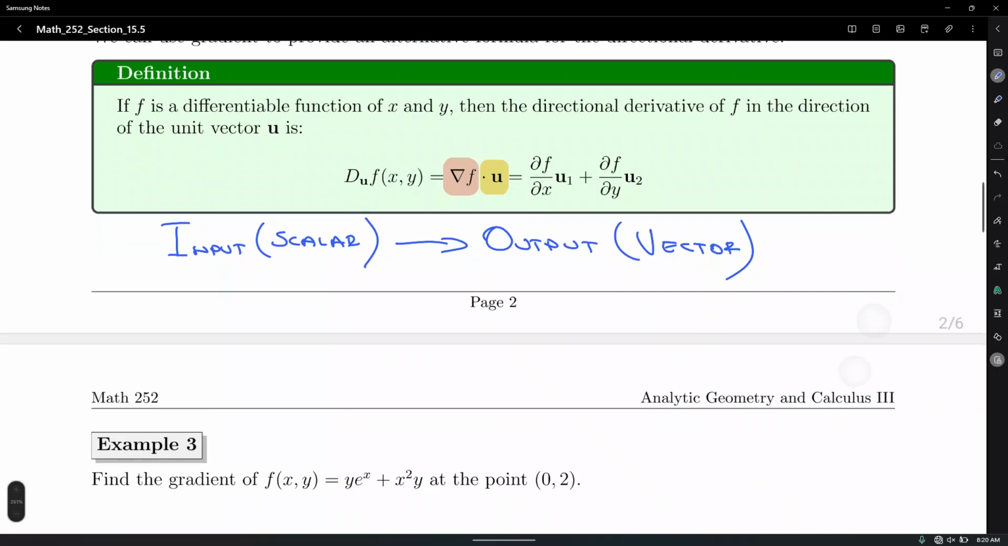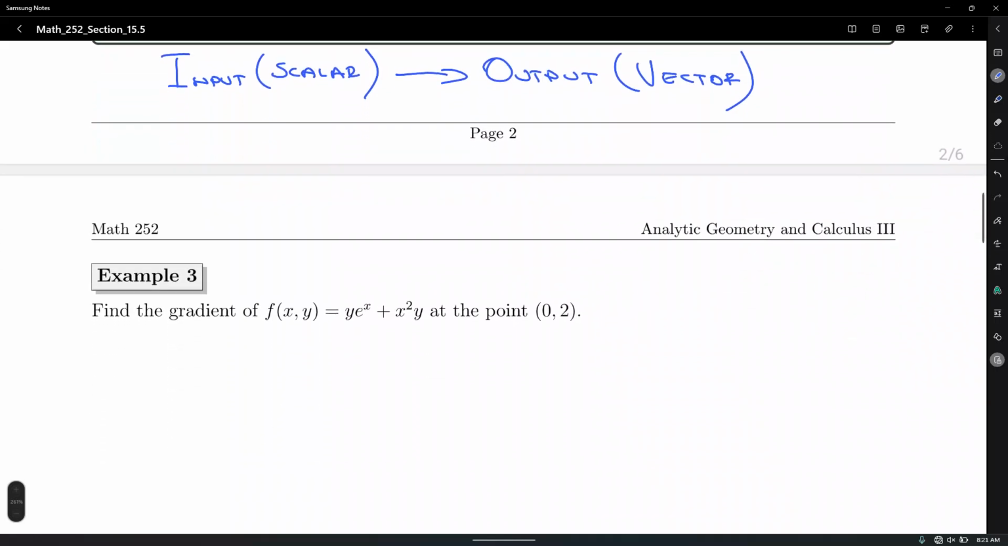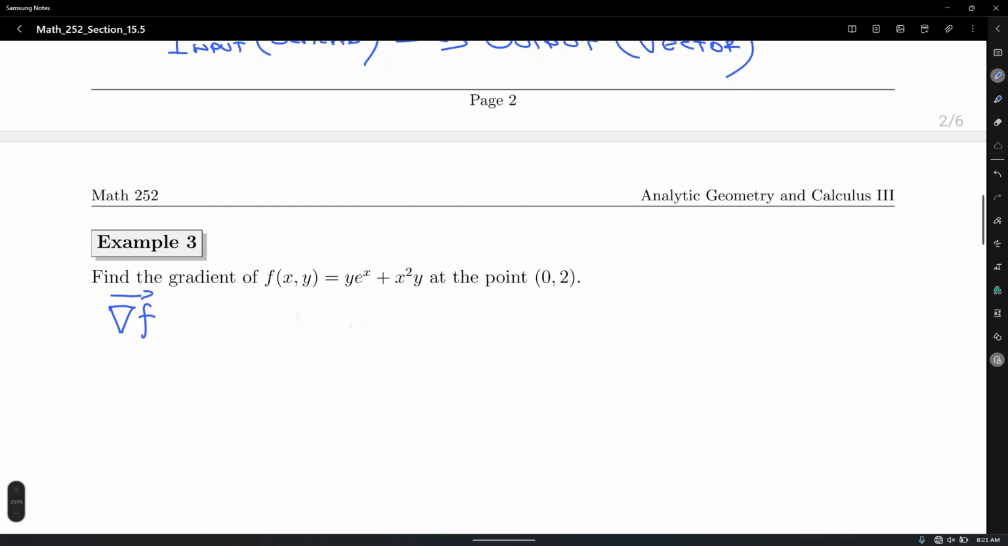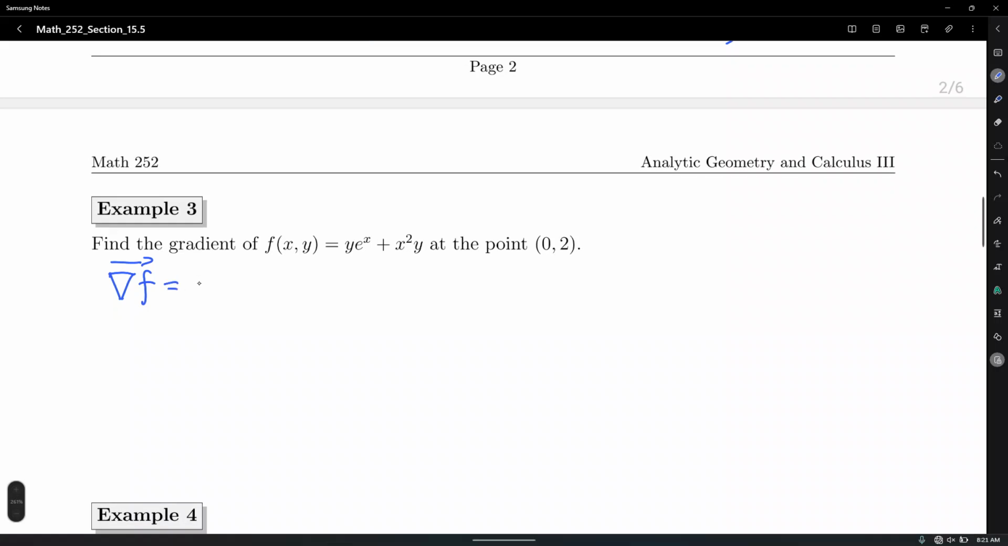Okay, let's find the gradient for the function f of x, y equals y e to the x plus x squared y at the given point, which is 0, 2. Well, we're going to have a look at what the gradient means later, because we will look at some of these applications for the gradient. Well, so what do we need? Partial derivatives. So that is nabla of f. And by the way, make sure to put an arrow at the top because the result is going to be a vector. So that is given by the partial with respect to x, comma, the partial with respect to y. Okay?